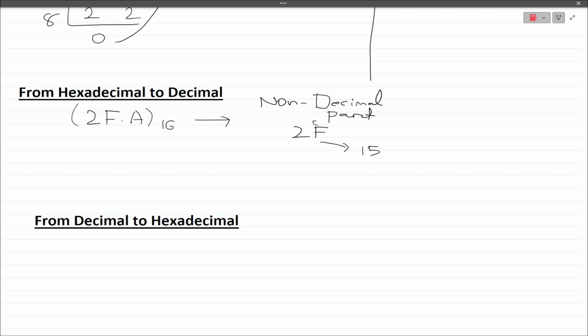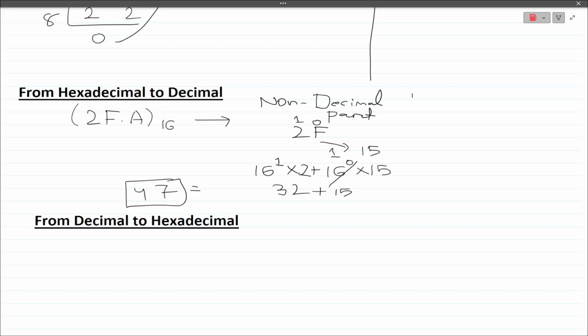And I will be raising to the power 0 and 1 as usual. Then I will take 16 to the power 0 into the number, F is nothing but 15. Then again 16 to the power 1 into the given number. So here 15, and 16 into 2 is 32. So here we have got 47, and my non-decimal part is solved.